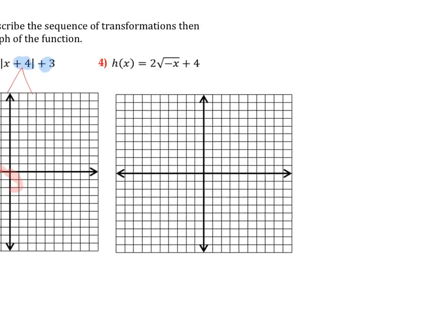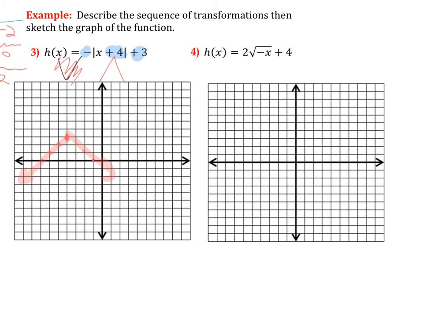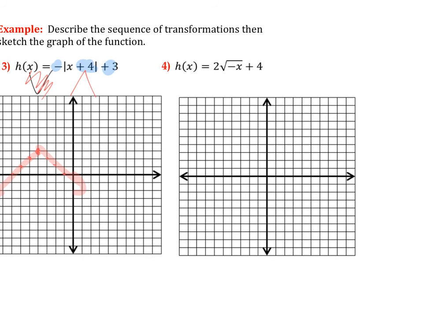All right, last and final one. Let's see, we have a handful of things going on. We have a stretch factor. That's not a highlighter. We have a stretch factor of 2. We've got a reflection, and we're going up 4. And this is all a square root function. So this thing normally looks like that.